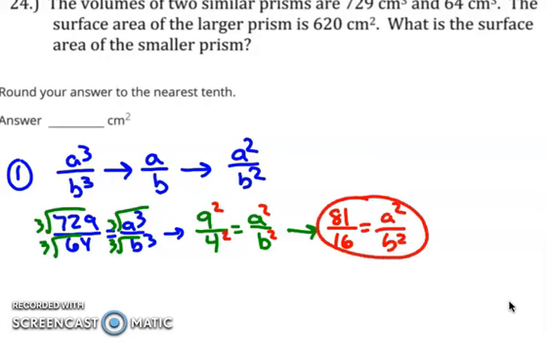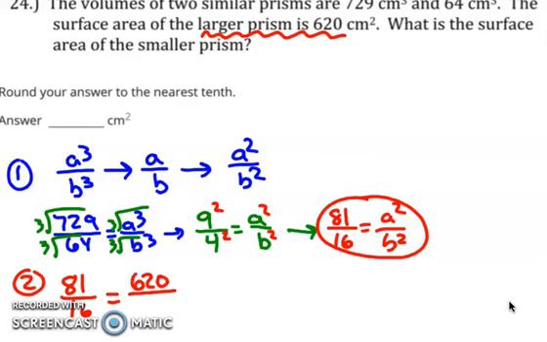We need this. This is the ratio of the areas. Okay, that's not our answer. What we do with that, step 2, is we cross multiply. 81 over 16 equals, now that other number in the problem comes into play. The larger area is 620, so I'm going to put that on top since 81 is the bigger number this time. So we can cross multiply this and solve it for that missing surface area.